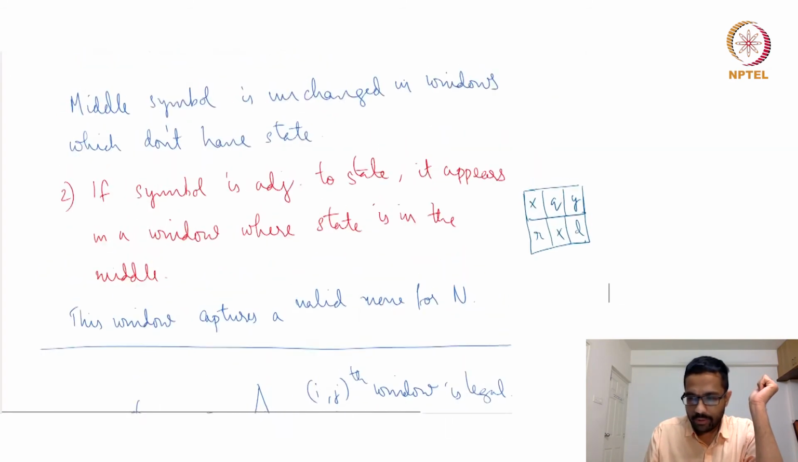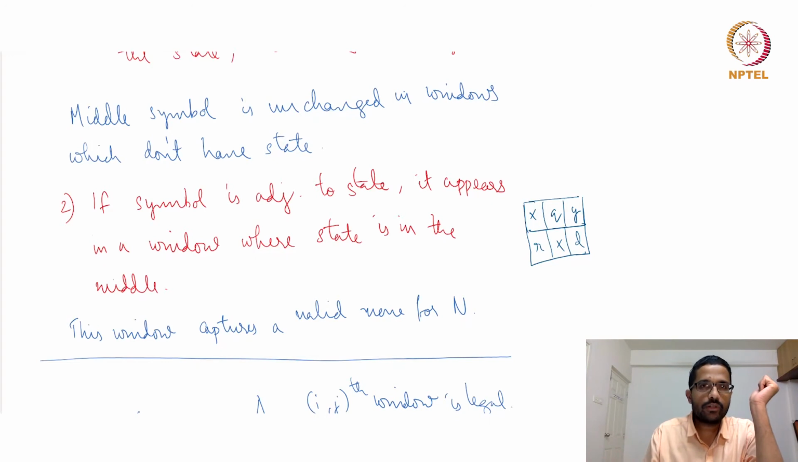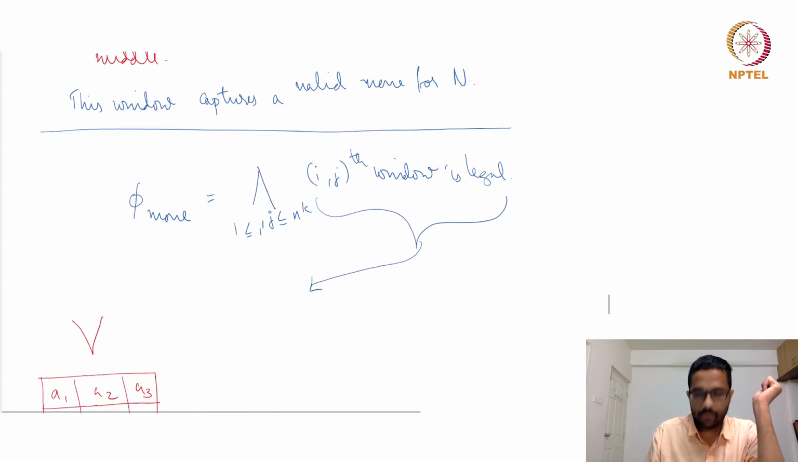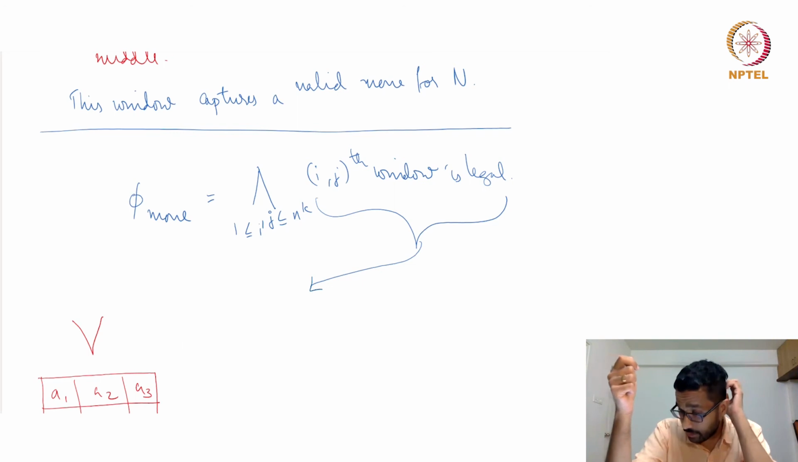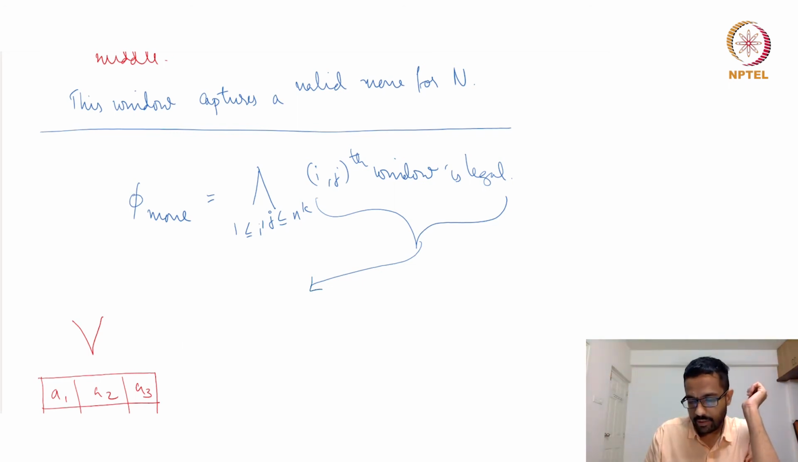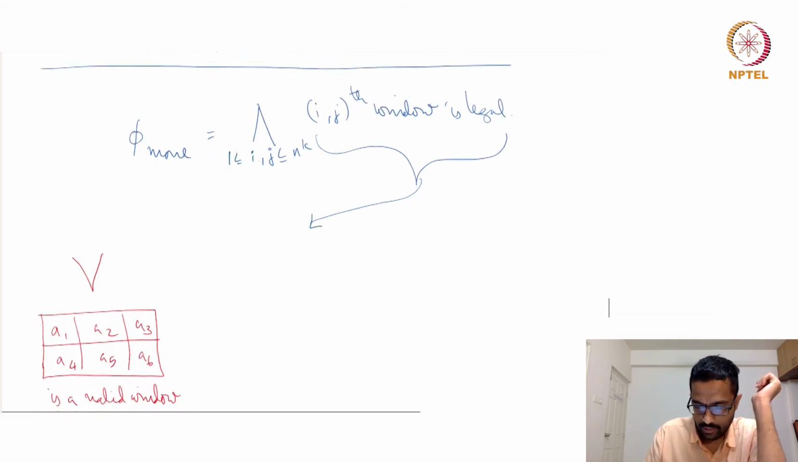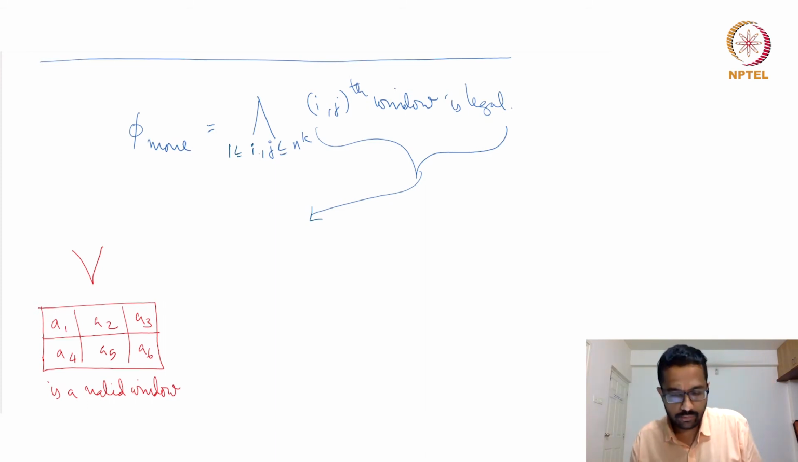Okay, so how do we benefit by focusing only on the 2 by 3 windows? Our goal was to write a formula for phi move. We can write a formula for phi move in the following way. You go through all the windows ij, for 1 less than or equal to i, j less than or equal to n power k. It's a big AND, and inside the AND we say the ijth window is legal. Now how do I check whether the ijth window is legal? Again it requires a Boolean formula. The ijth window means the ijth 2 by 3 window.